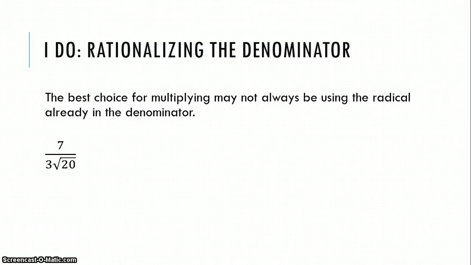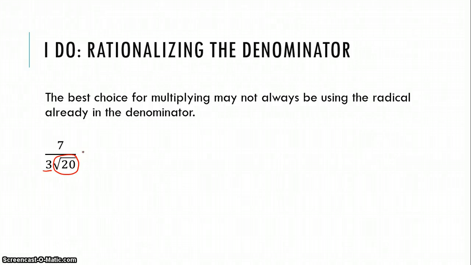All right, so then the other kind of idea here when it comes to rationalizing the denominator is that you want to realize that the best choice for multiplying may not always be by using the radical that's just sitting in the denominator. So if I were looking at this setup here, what you really want to look at in the denominator is what's actually causing you the problem. Is it the 3? Well, no, 3 is allowed to be in the denominator. That's fine. It's the radical here. And there are a couple of ways to deal with this radical.